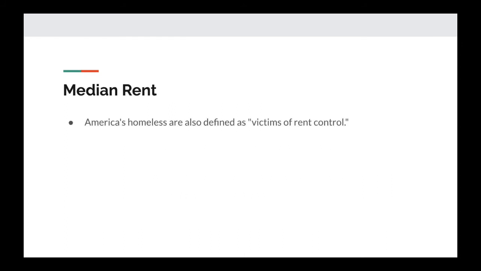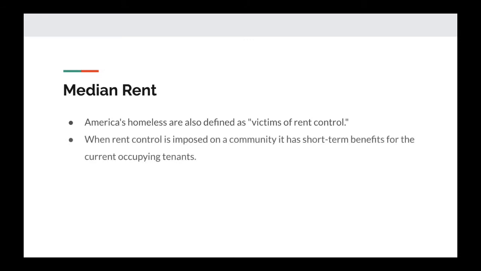So next up, we have America's homeless are also defined as victims of rent control. As discussed earlier, rent control was seen to be a minor increase, but there is still plenty of theory to back up the debate about the effects of rent control on homelessness. So when a rent control is imposed on a community, it has short-term benefits for the occupying tenants. They're going to pay a lower rent.